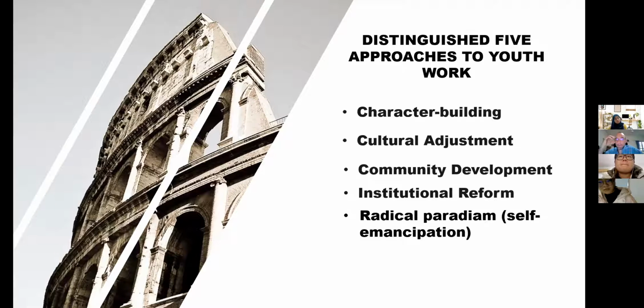All right, so the 5 main goals of youth work are to build character, help young people adjust culturally, and engage in community development, right? So a positive development of their community and society. Institutional reform, which is always a big deal especially in Western countries. Well, in any really democratic country, institutions are always trying to improve themselves, right? So reform of institutions. Then the last one, what is radical paradigm? Eric, can you tell us what radical paradigm refers to? Were you able to understand that from the article?